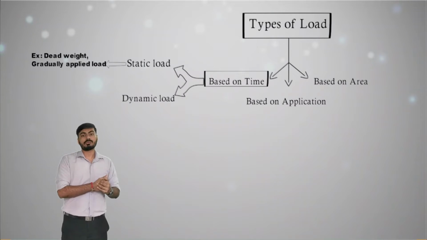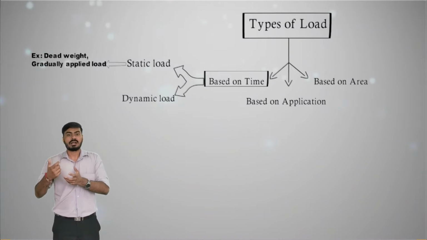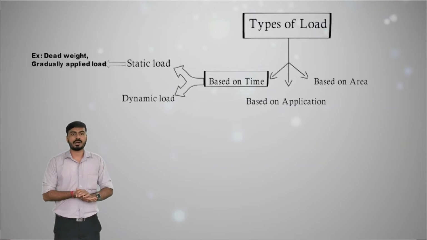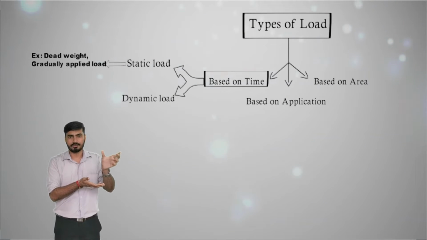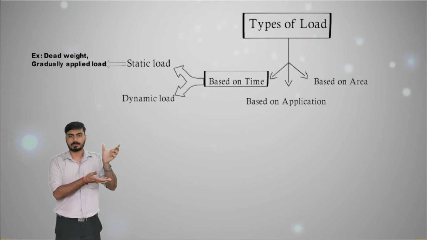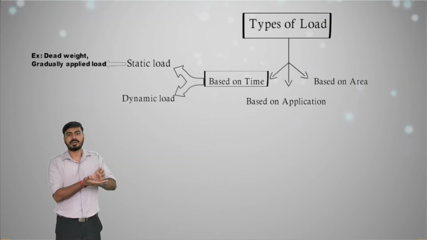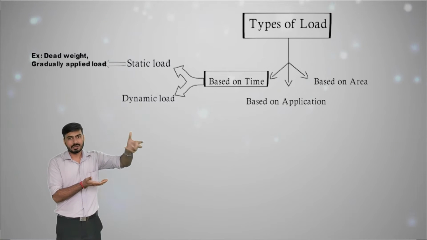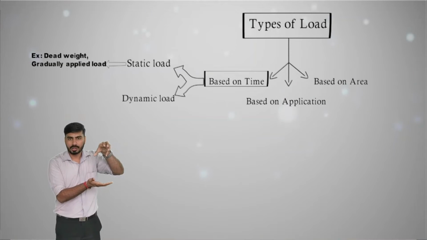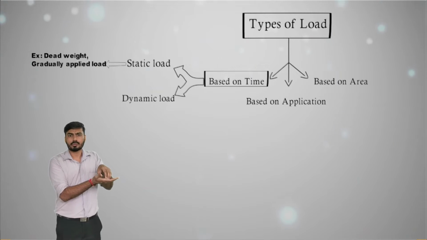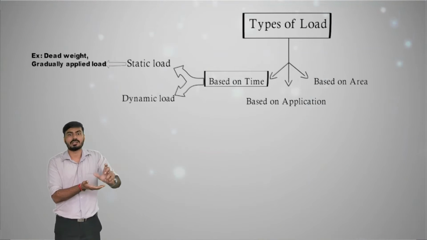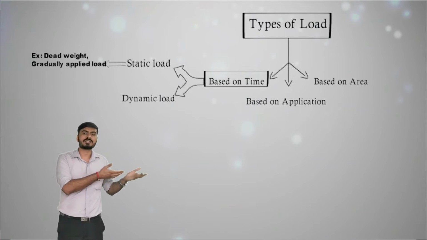The examples of this type of load are dead weight load or a gradually applied load. So what is dead weight load? Whenever you just put a weight or any body having some weight on a particular surface, then the weight applied on that surface is known as a dead weight. And whenever you are putting a body on a surface from a minimal amount of height, then this type of weight applied on the surface due to that kind of application is known as a gradually applied load. So these are the examples of the static load.